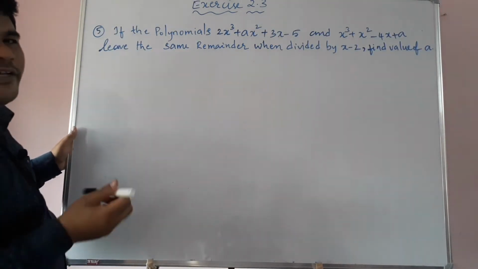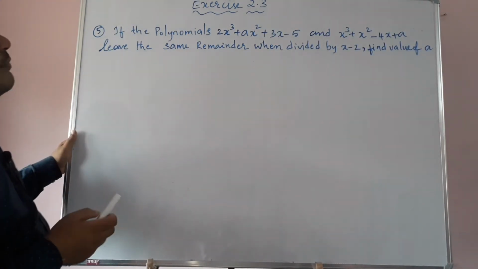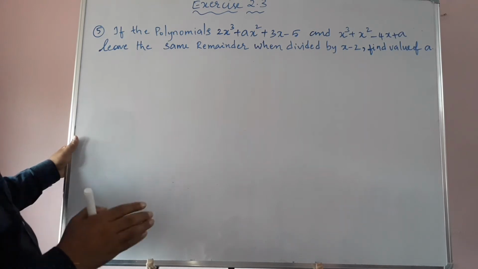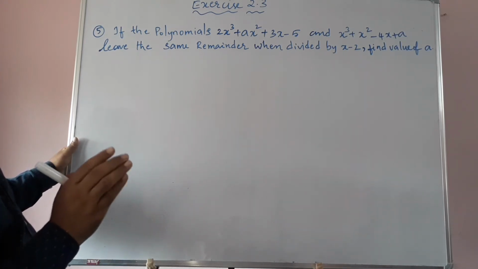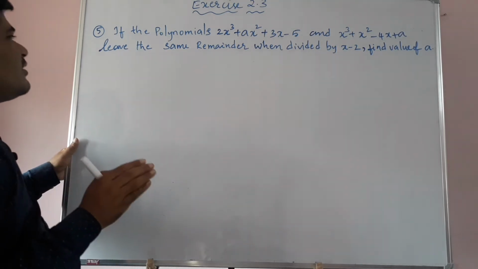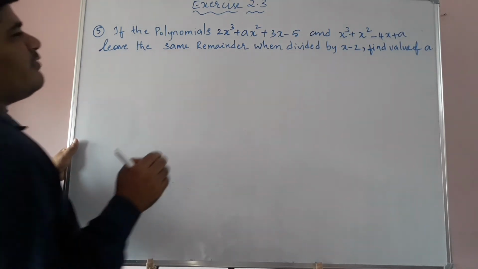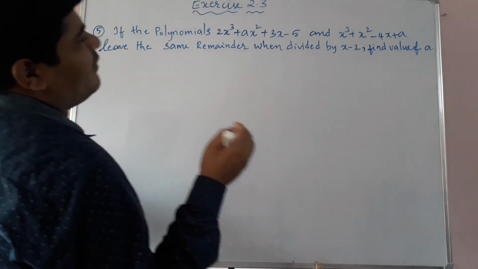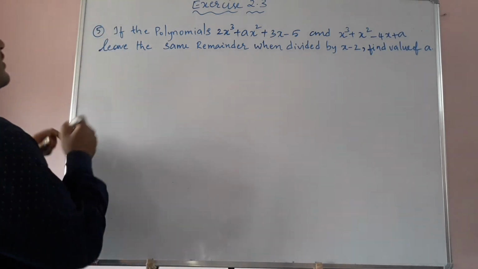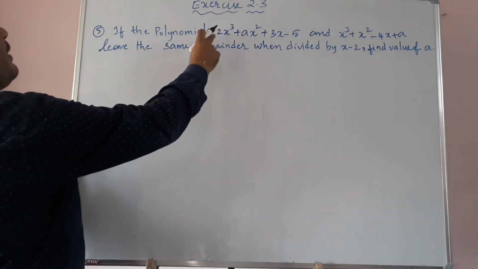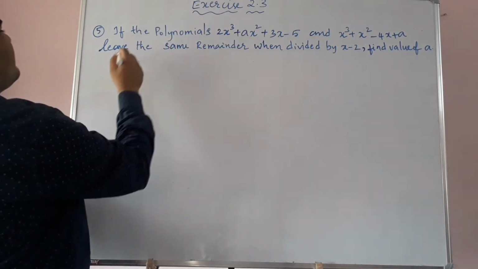Let's see question number 5. If the polynomials 2x cube plus ax square plus 3x minus 5 and x cube plus x square minus 4x plus a leave the same remainder when divided by x minus 2, find the value of a. Okay, so children, there are two polynomials. So give names as p of x and h of x.